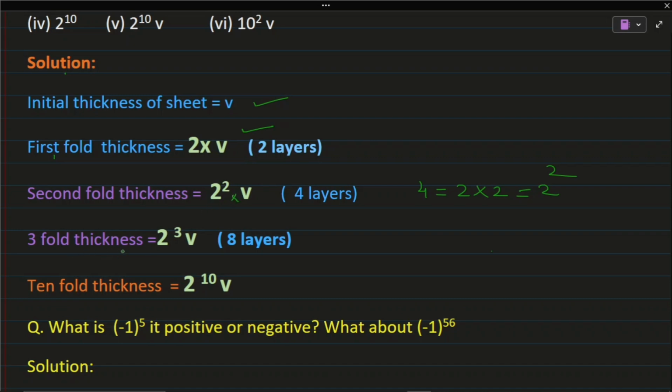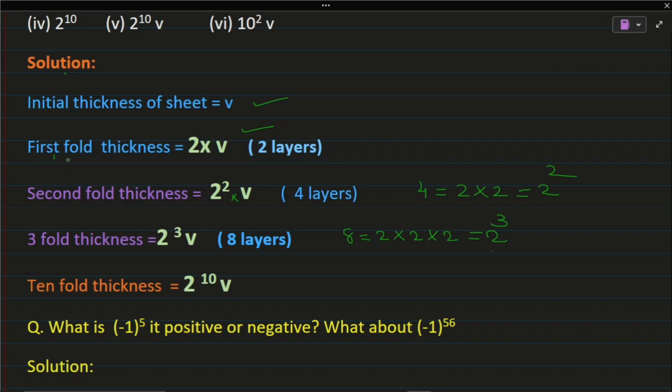Now third fold. Every time when we are folding, the layers become double. So 4 layers become 8 layers. And 8 we can write as 2 multiplied with 2 multiplied with 2, that is 2 cube. So 8 layers thickness you can find 8 into V, or it is 2 cube into V.